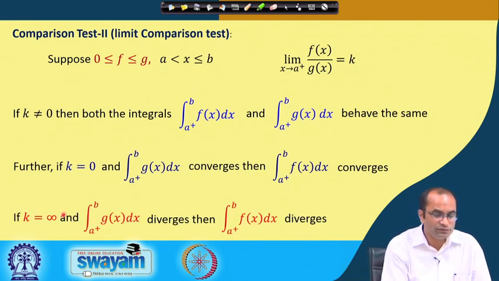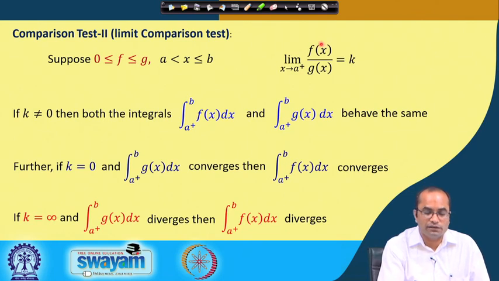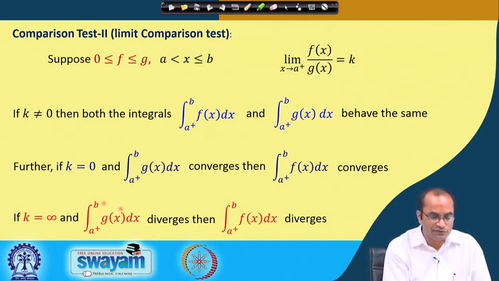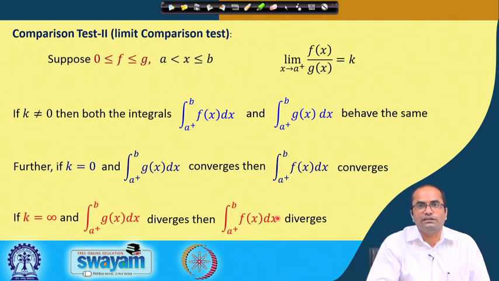Again, this is the other way around: if k is infinity, then f(x) is approaching infinity, getting unbounded faster than the g function, and if the g integral diverges, we can conclude that the other integral, a to b of f(x) dx, also diverges. So, with this simple test we can discuss many examples, based on the test integral which we have just discussed. So, this is going to be very useful.